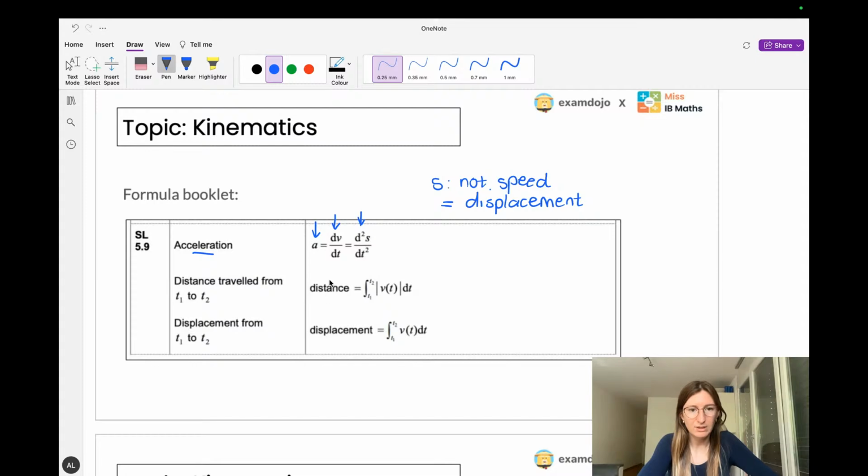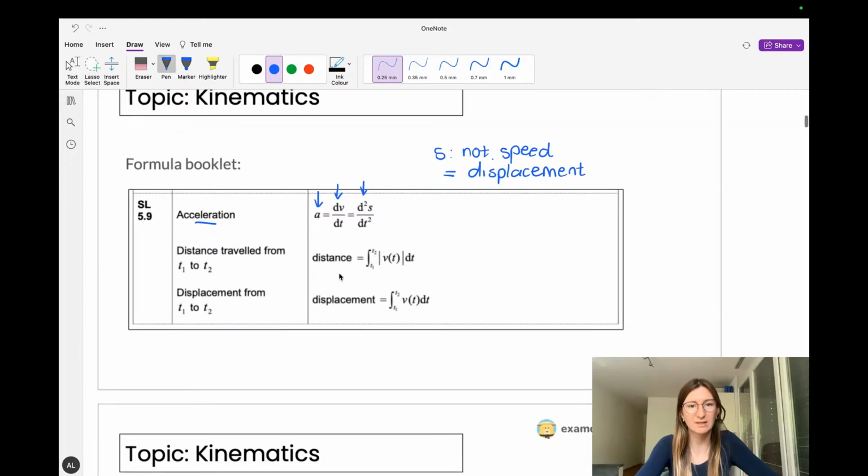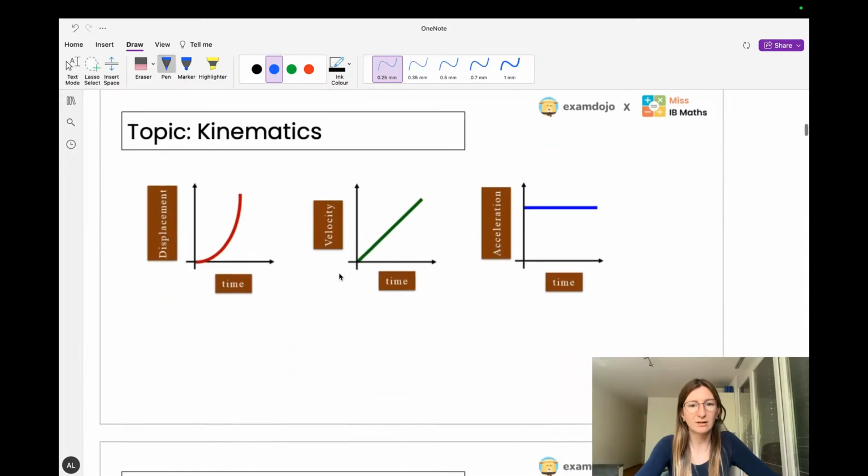Then also when we're wanting to find distance from a velocity graph, we have the absolute value of the velocity, and for displacement, we just have the normal velocity integral. This is because displacement can be negative, whereas distance can't be. So just a reminder that absolute value makes all things positive because we're talking about distance, but we'll get more into that in a little bit.